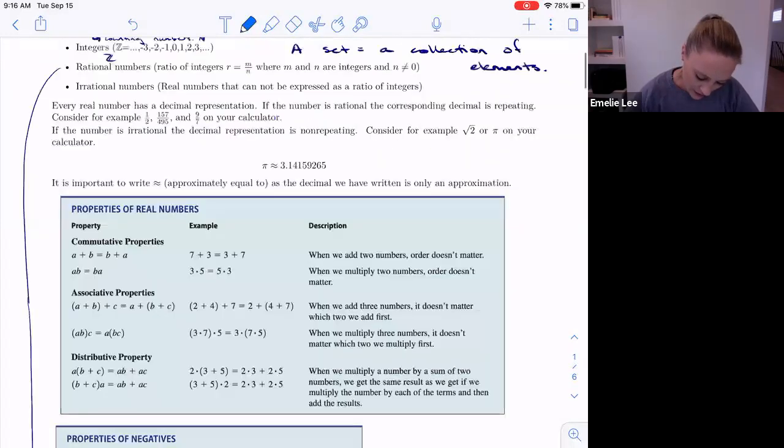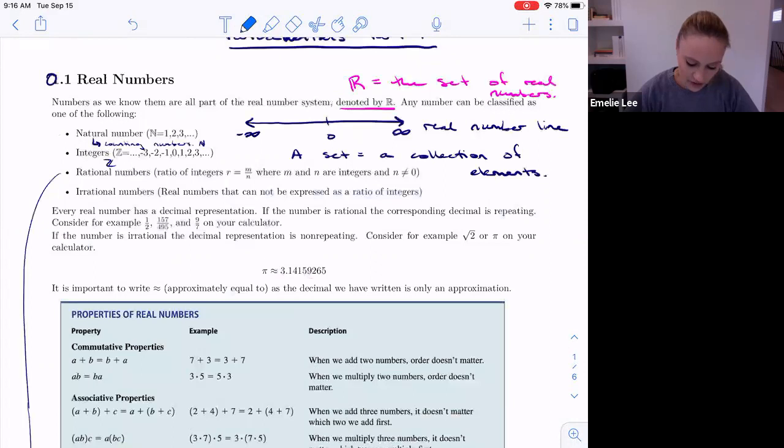Let's go back up here. So those are our rational numbers. It's any ratio of integers. And we'll talk more about dealing with fractions, and what we can do to manipulate fractions, in a little bit here.